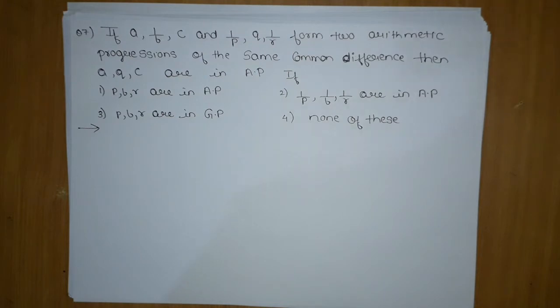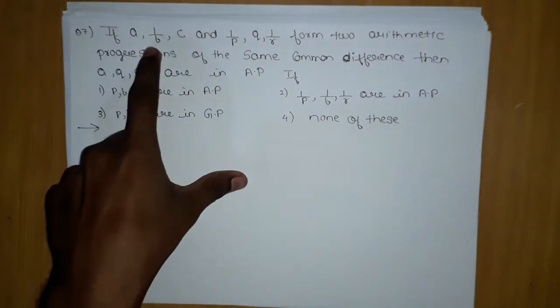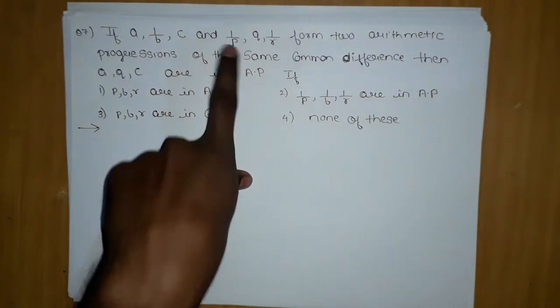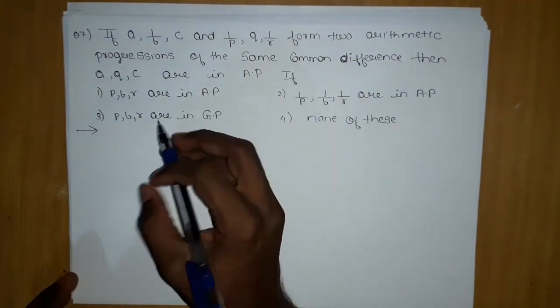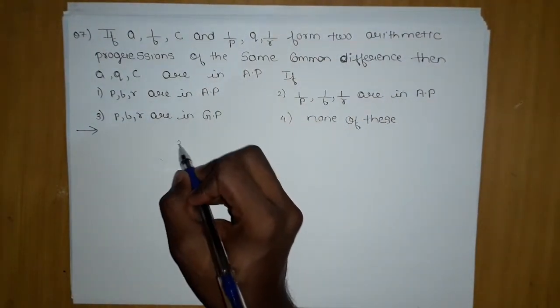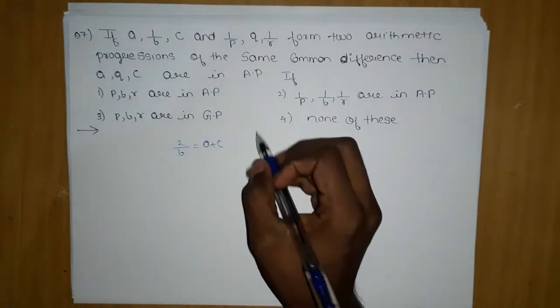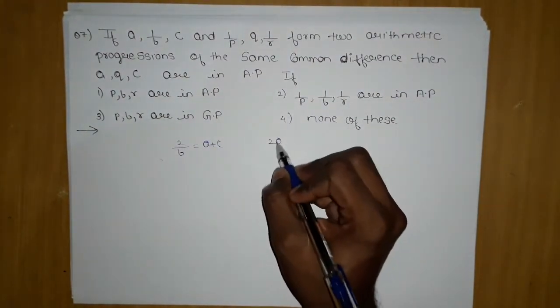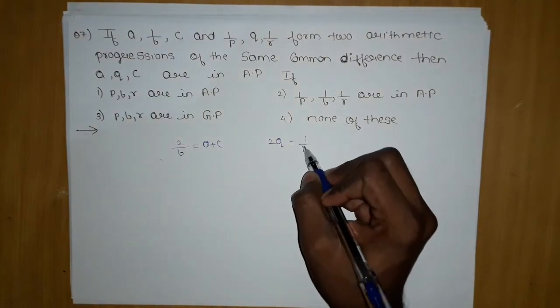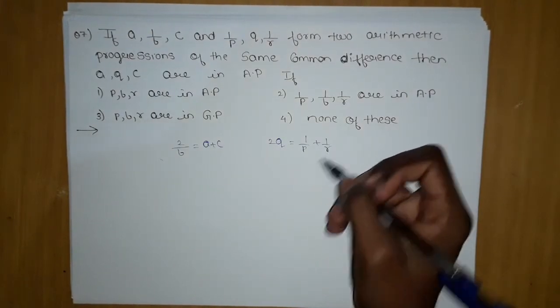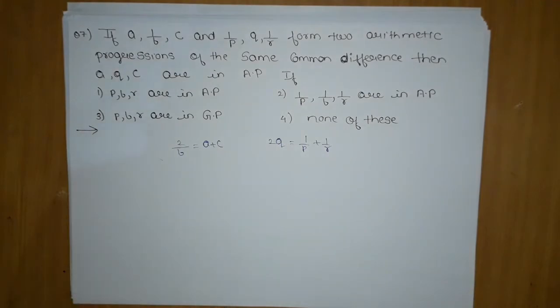So what can we do? Let's think. Now they have told that this is in AP, and it is also in AP. So let's apply the AP property, which is 2 by B is nothing but A plus C. Fine. Now it is also in AP, so 2Q should be equal to 1 upon P plus 1 upon R.